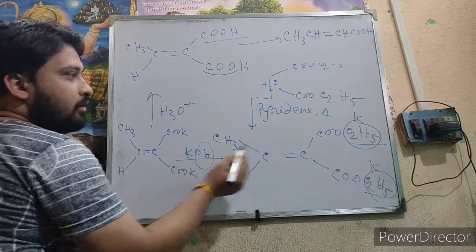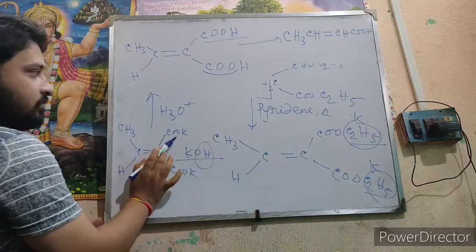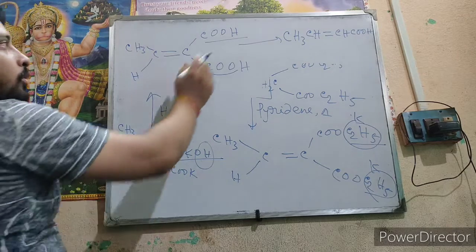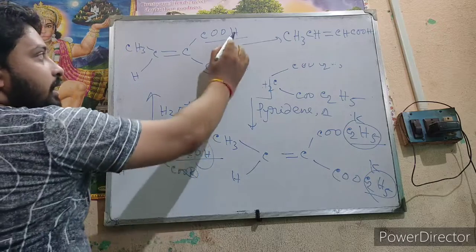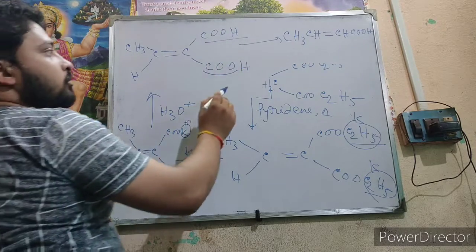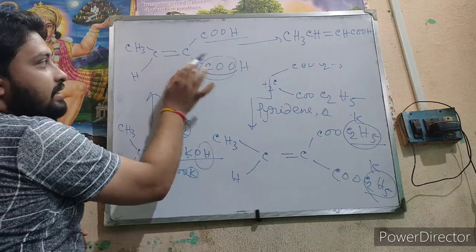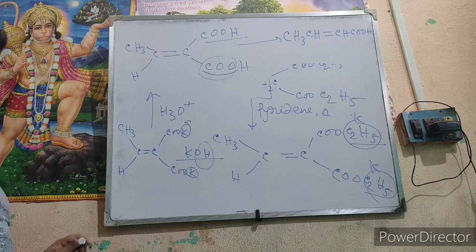By using K, you get COOK, COOK. Then you acidify it, K is removed and you put H+ here, H+ here, so H and H. Then you remove this carbon dioxide, so you get CH3CH=CH-COOH.